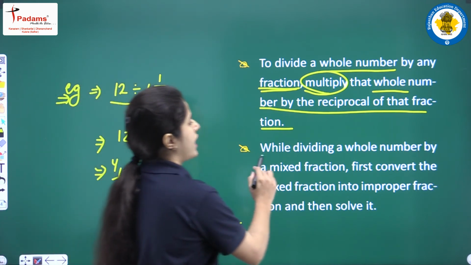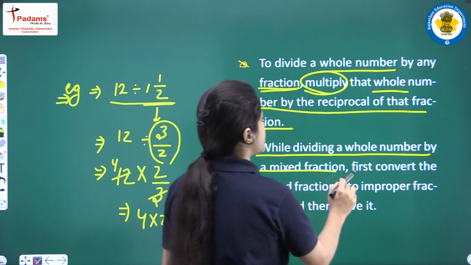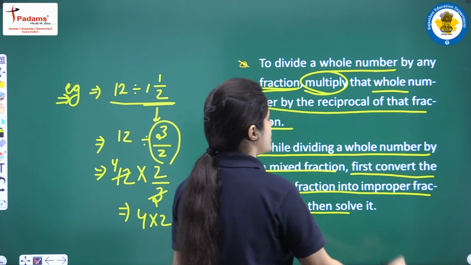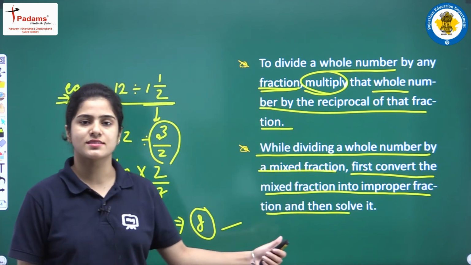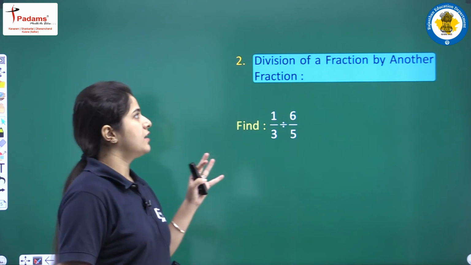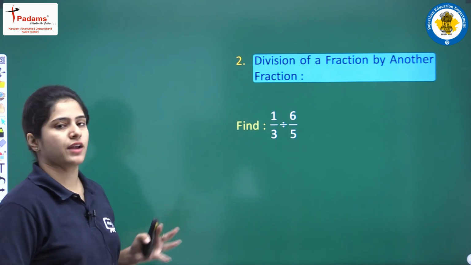So, when dividing a whole number by a mixed fraction, first convert the mixed fraction into the improper fraction and then solve it, alright students. This is the answer of it, okay. The next thing that we are going to discuss is the division of a fraction by another fraction, okay.